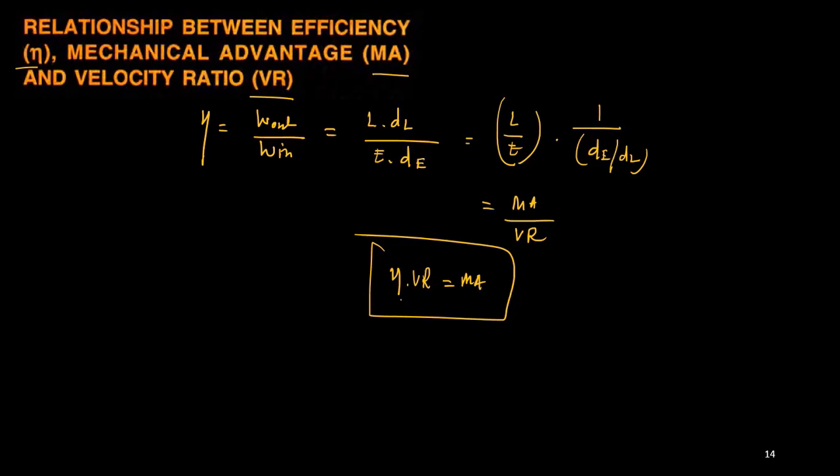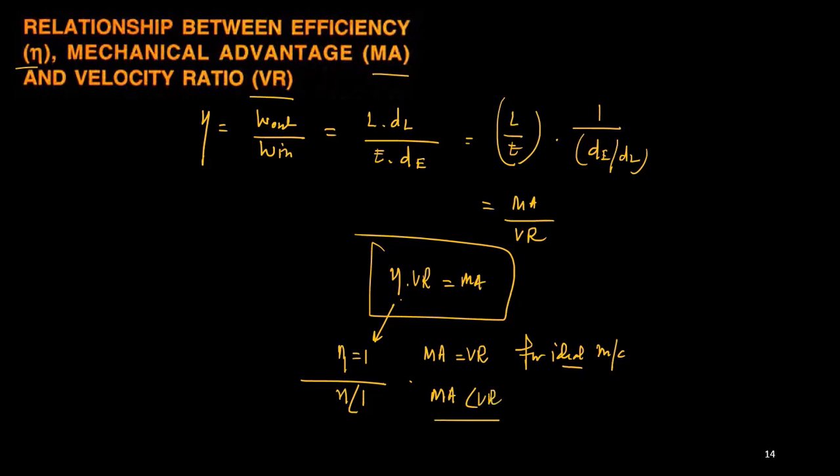So for an ideal machine, eta is equal to 100%. For that ideal machine only, we can say that MA is equal to VR. But all machines are not ideal. They are the actual, real machines. In a real machine, efficiency is always less than 1. So if eta is less than 1, then MA is less than VR, not equal.